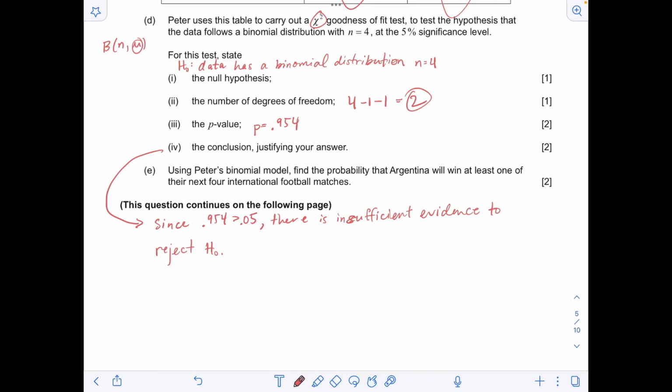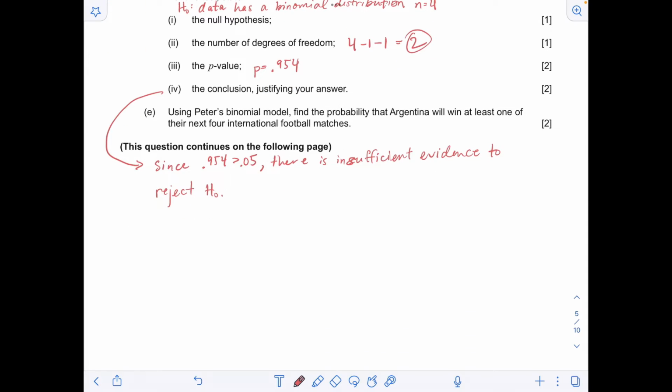Part B says, using Peter's binomial model, find the probability that Argentina will win at least one of the next 4 international football matches. So we want to know the probability that X is greater than or equal to 1. Another way to calculate this is the probability is 1 minus the probability that X equals 0. In other words, subtracting out the probability of 0 wins. What's the probability of 1 or more wins?